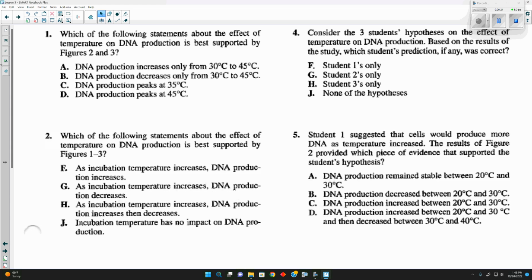I want y'all to try. So we'll look at the first question. The first question is, which of the following statements about the effect of temperature on DNA production is best supported by figures 2 and 3? So I want y'all to see individually if you can get to the answer. So let's see who can get there. Figure out the answer first.